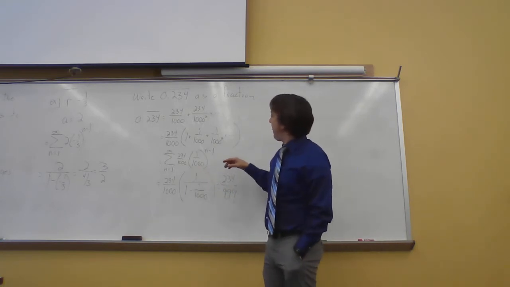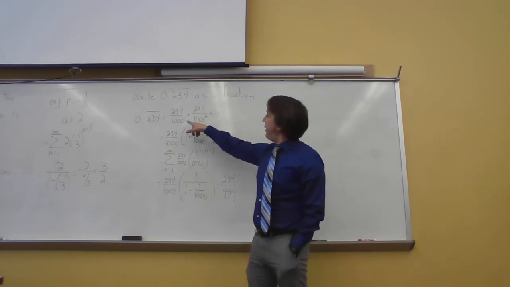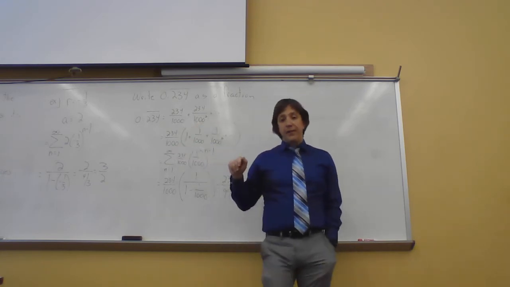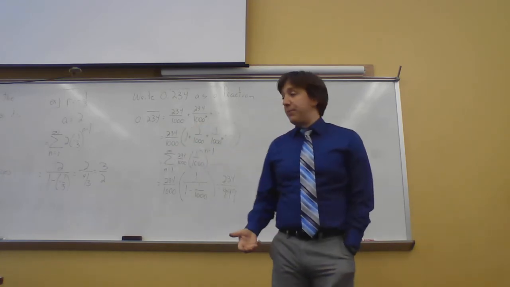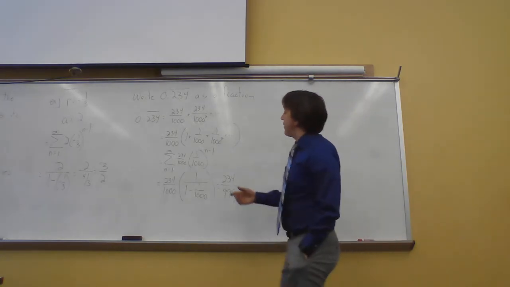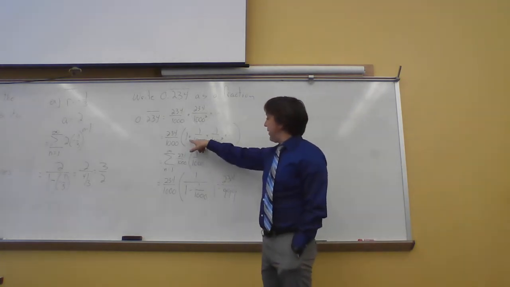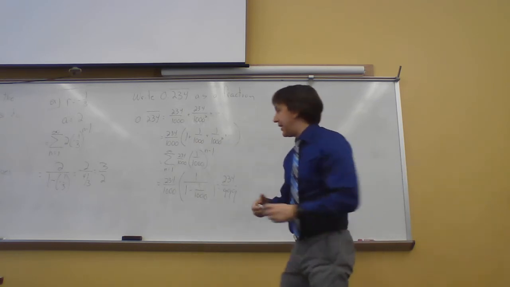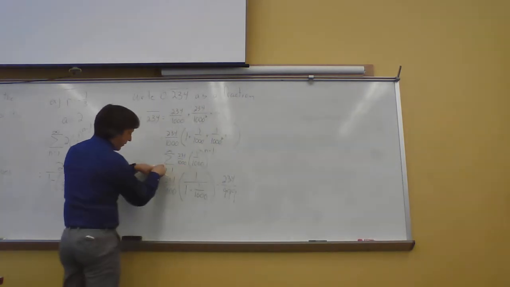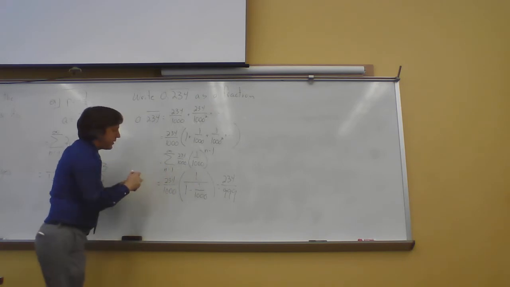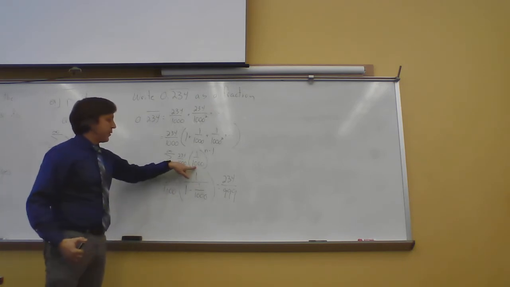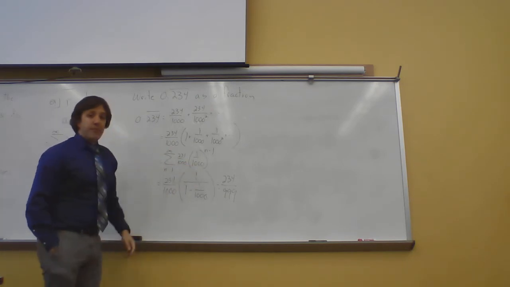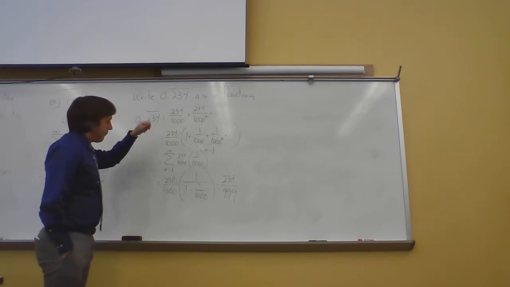So I factored out 234 over 1,000, and then I have a perfect geometric series. What I'm left with is 1 plus 1 over 1,000 plus 1 over 1,000 squared. I guess technically I should have left the 234 over 1,000 out front, because really the geometric series is just the 1 over 1,000 with an a of 1.